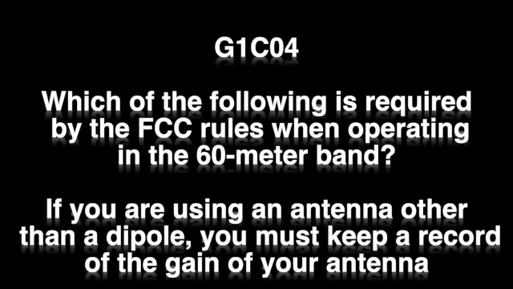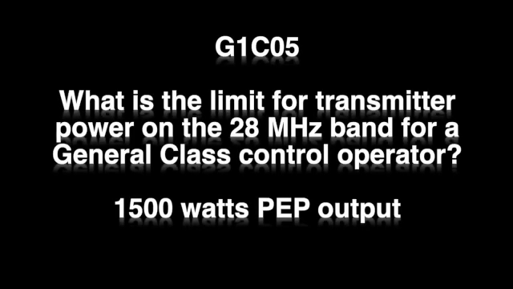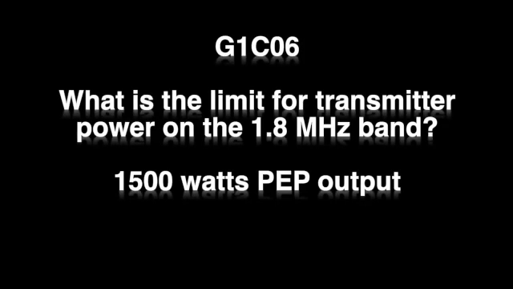G1C04. Which of the following is required by the FCC rules when operating in the 60-meter band? If you are using an antenna other than a dipole, you must keep a record of the gain of your antenna. G1C05. What is the limit for transmitter power on the 28 MHz band for a general class control operator? 1500 watts PEP output. G1C06. What is the limit for transmitter power on the 1.8 MHz band? 1500 watts PEP output.